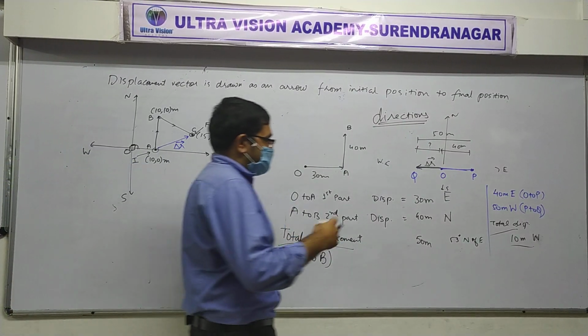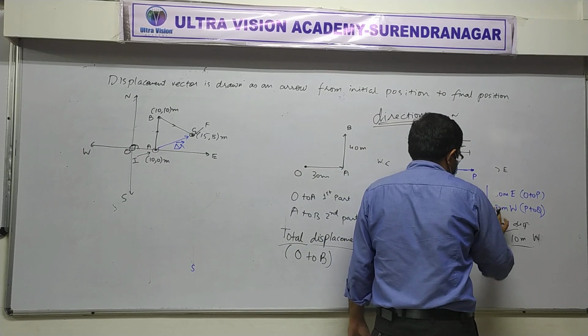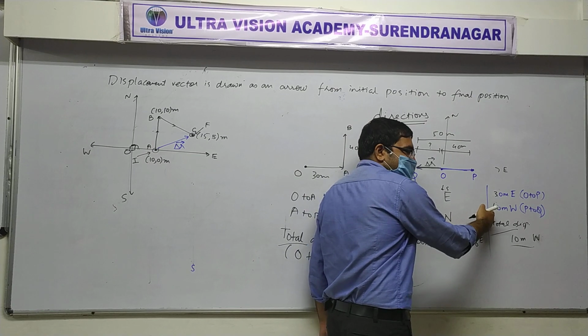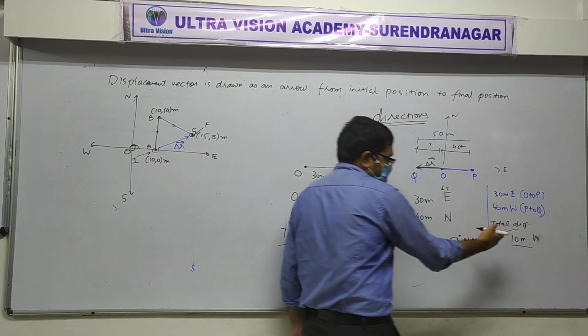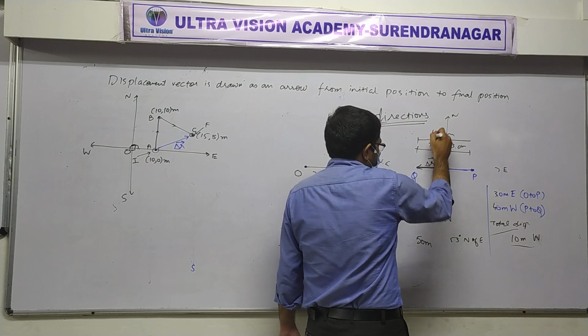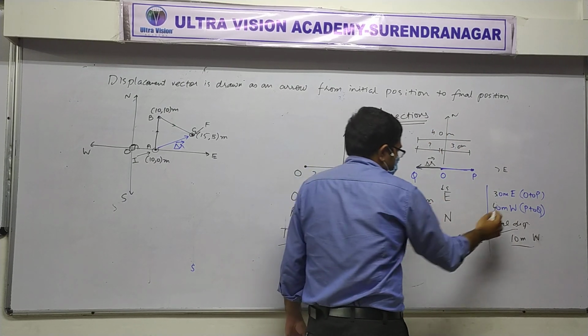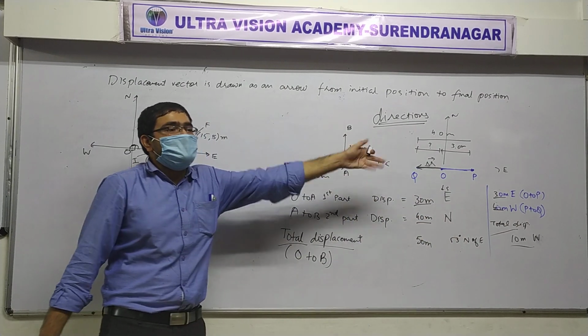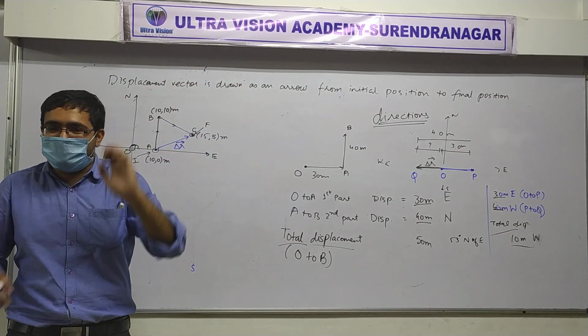I can give you one more simple example. Suppose instead of 40 and 50, this was 30 and 40. So, here 30, 40. Here 30, 40. So, our answer is 10 meter west away. Yes or no? Yes. Why? Because this would be 30 and this would be 40. This is 30, this 40, this 30, 40. But because directions have changed, that's why addition is also different.